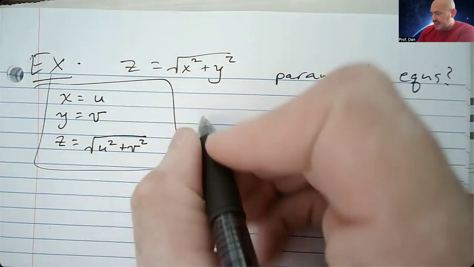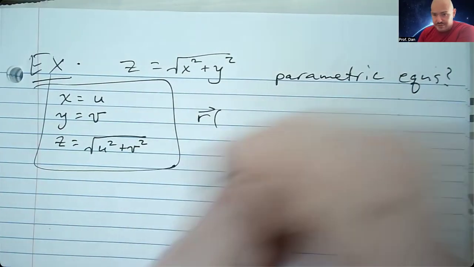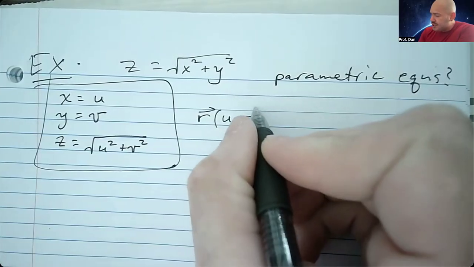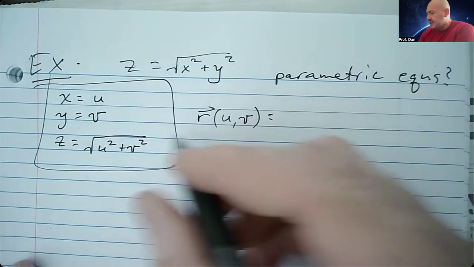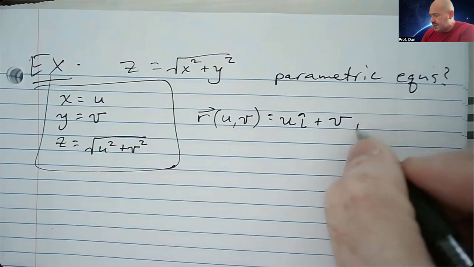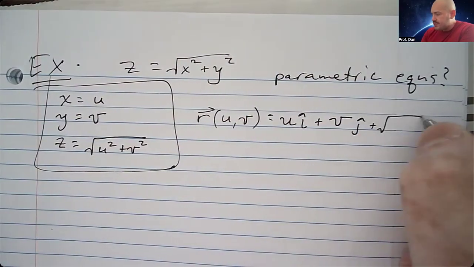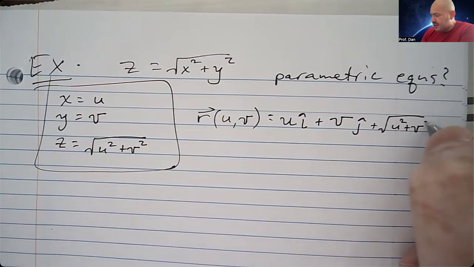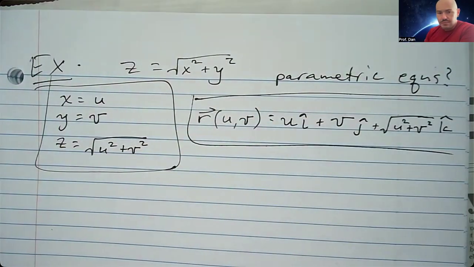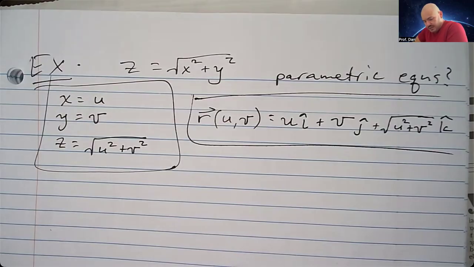Remember, we could also write this as a vector valued function. Those are two different ways to express the same information. So I could write this as a vector valued function r of two variables. So I could let r equal u i plus v j plus the square root of u squared plus v squared k. And that would be equivalent. So at this point, we actually parameterized a cone. Full stop.